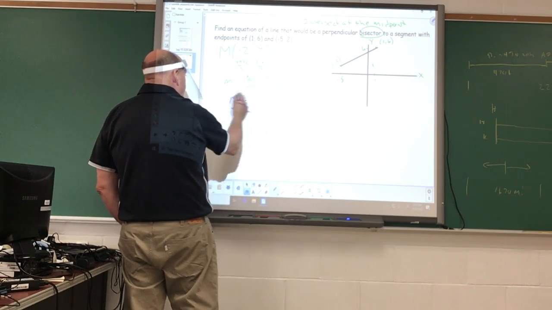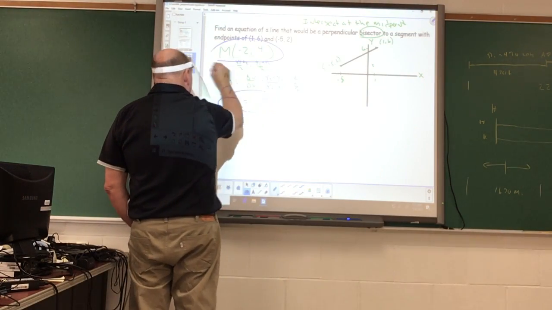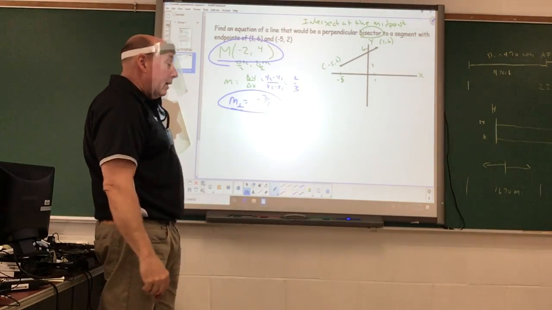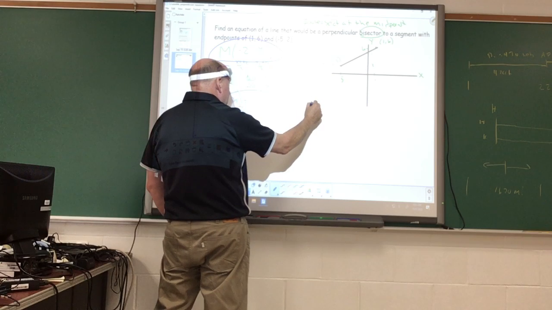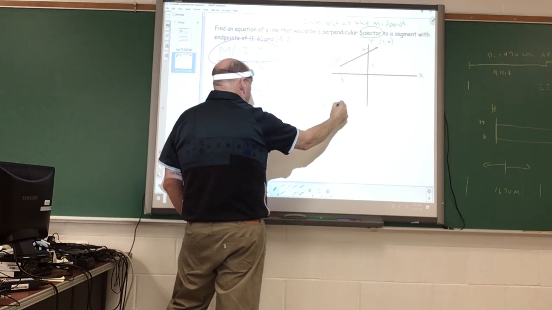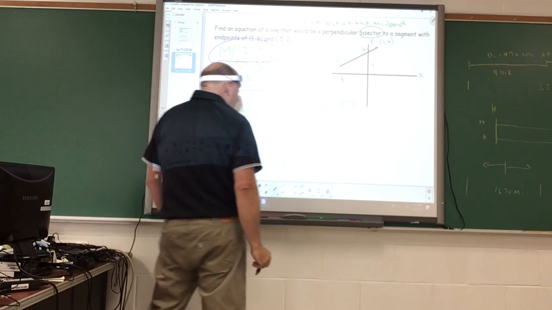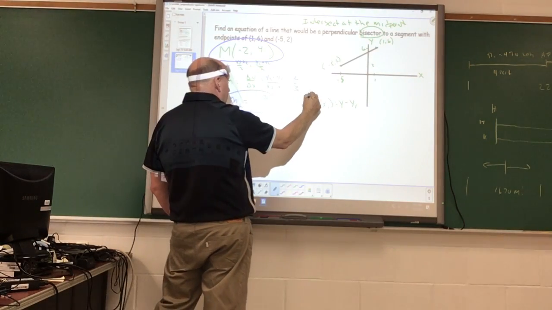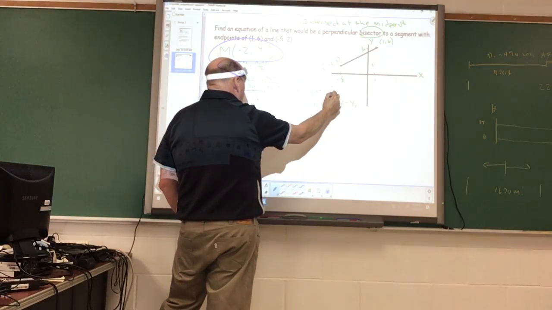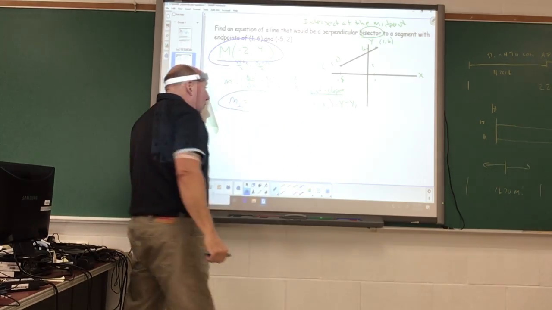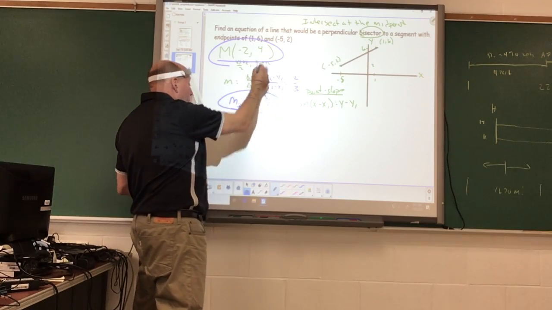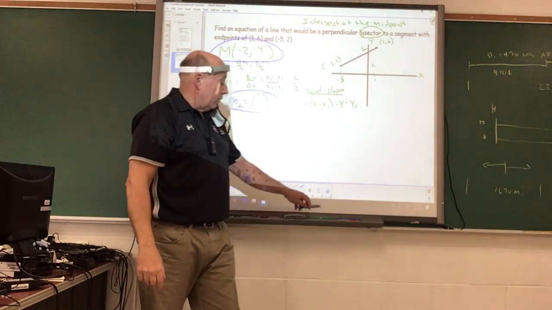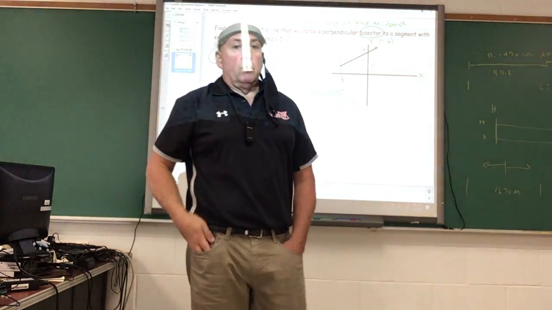So what we have is we have this slope and we have this point. Now we need to determine the equation of the line. So we go back to our point slope. Here's our slope, here's our point. Determine the equation of the line. Check your answers with somebody around you.